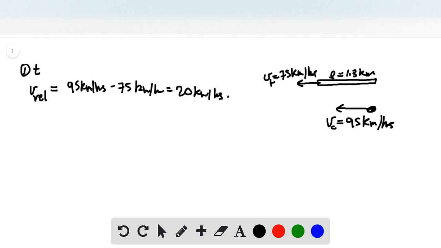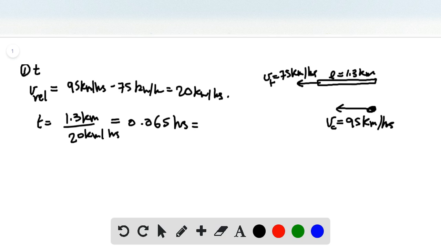And for the car to travel a distance of the train length, it's going to take time equivalent to the length of the train divided by the relative speed, which is the 20 kilometers per hour. And this time will be about 0.065 hours. In terms of minutes, it's going to be 3.9 minutes. Okay, two significant figures. That's for the first part.